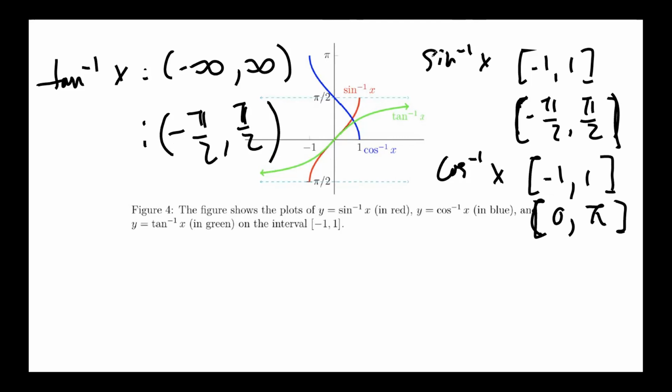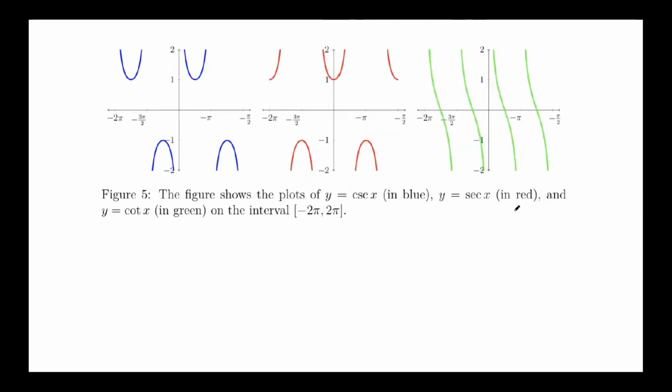Right, so just keep in mind that sine inverse and cosine inverse only accept arguments from -1 to 1, and they will only produce outputs from within these two ranges. And then just for completeness, we'll also show the cosecant, the secant, and the cotangent graphs. And these are also going to be periodic. We're not going to talk too much about them.